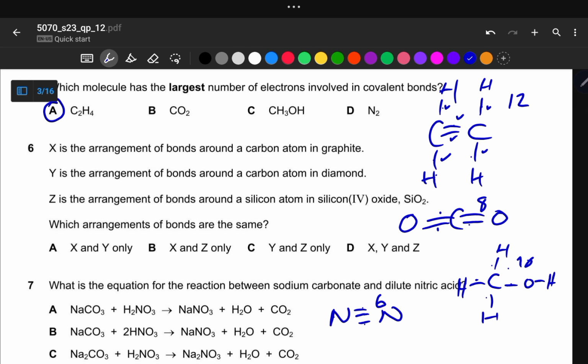number 6. Number 6 says X is the arrangement of bonds around a carbon atom in graphite. And then Y is the arrangement of bonds around the carbon atom in diamond. Z is the arrangement of bonds around a silicon atom in silicon dioxide. So which arrangement of bonds are the same? You should know the relationship between graphite and diamond.